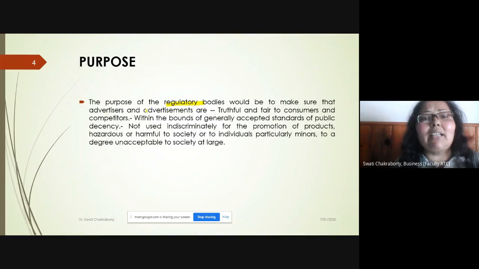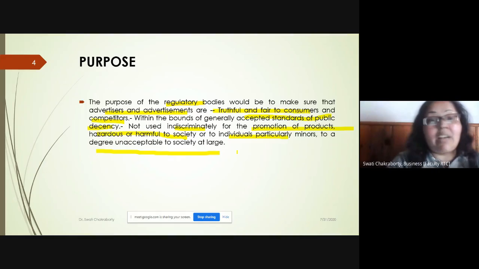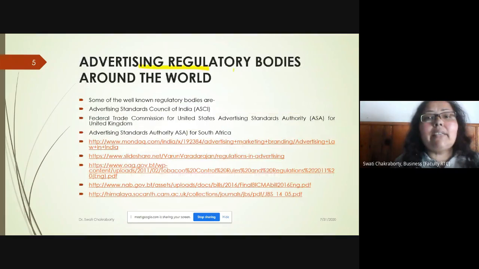To ensure that the advertisers as well as the advertisements are truthful, and fair to customers and to the competitors, right? They should have some accepted standards of public decency. It should not be used indiscriminately for the promotion of products which are hazardous or harmful to society or to individuals, particularly minors, right? It should not be unacceptable to society on a wider scale. It should not happen.